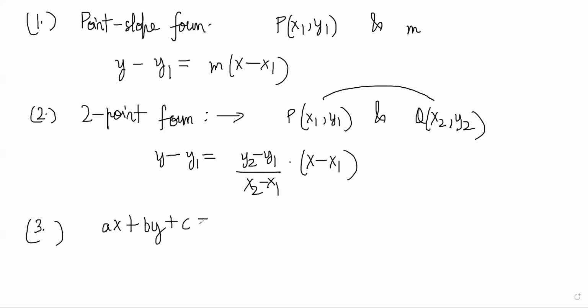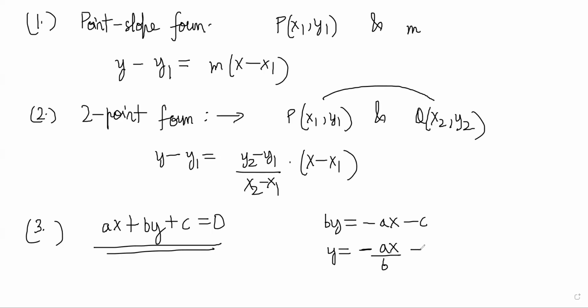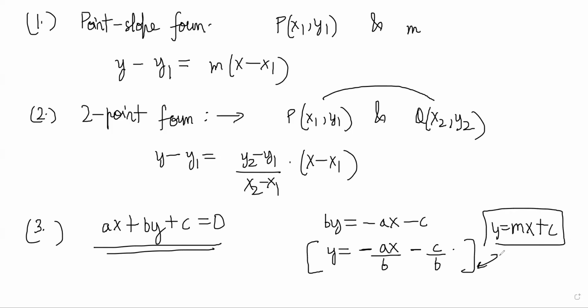This is a linear equation in x and y, and this is also the straight line equation, because you can rewrite it like this: by is equal to minus ax minus c, and from here we can write it as y is equal to minus a by b x minus c by b. So now it looks like the y is equal to mx plus c form again, right? So from here, comparing these two equations, you should be able to say that the slope of the line here is minus a over b.